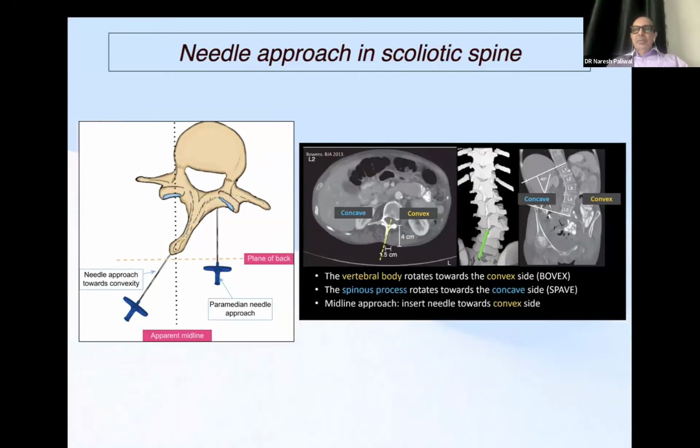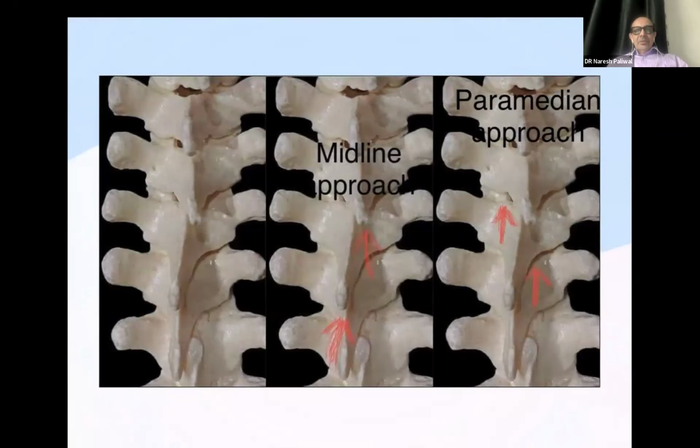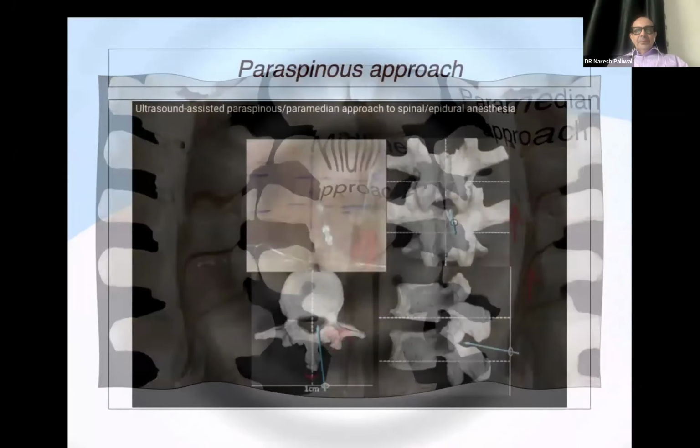If you want to approach by a midline approach, you have to go towards the convexity, as can be seen in the first image. Or by the paramedian approach, you go from the convex side. Otherwise, if you go from the concave side, you may not be able to reach the interlaminar space. This is just to demonstrate what I was talking about just now. In the midline approach, go towards the convexity. In the paramedian approach, go from the convex side. The red arrows show this.